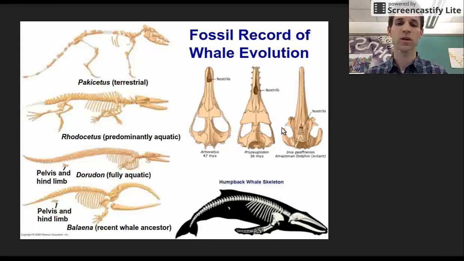And so again, there's all kinds of transitions that we can see in the fossils, and that's a really convincing thing for people when we are looking at the series of events that could have been the real events of the evolution of any organism.